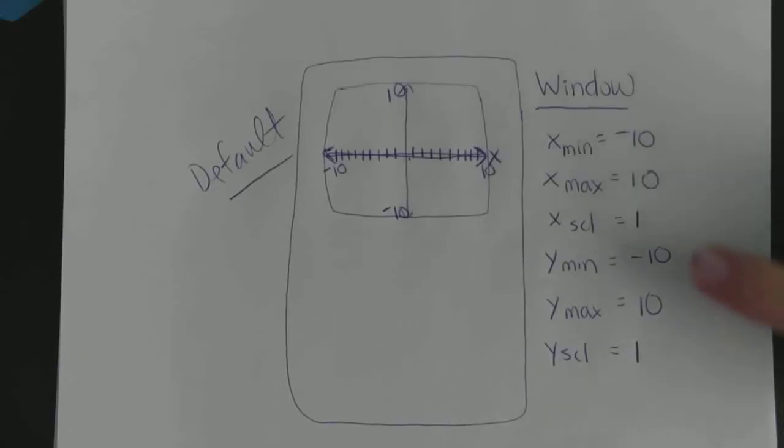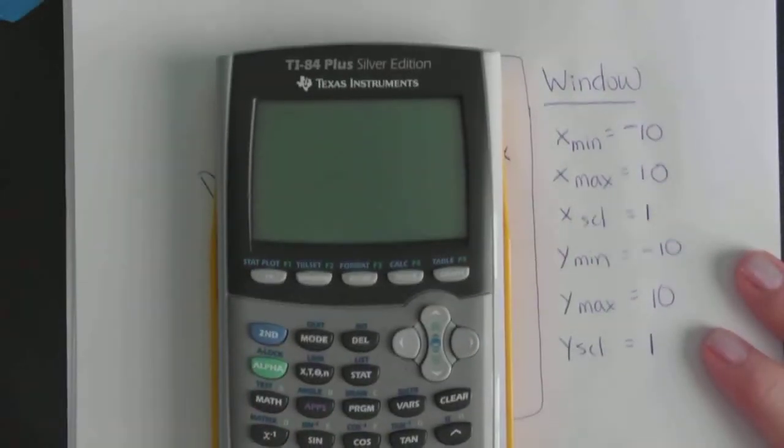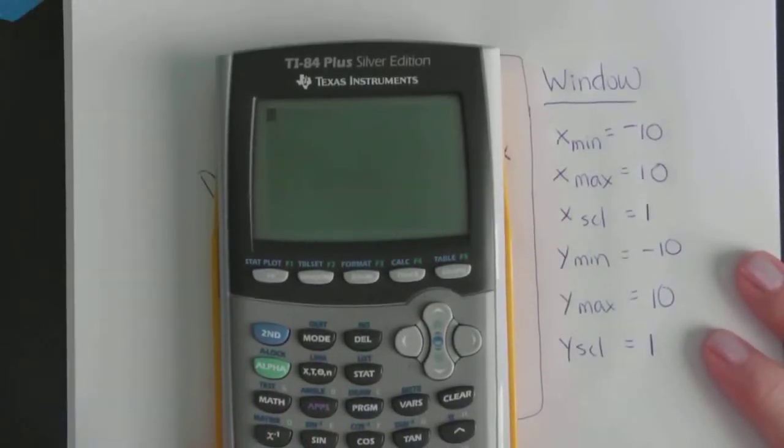So if your window is ever looking troubled, if you always just default back to these, you're going to be good to go. So how do you do that? How do you actually default? Well, you grab your calculator, go ahead and turn it on.